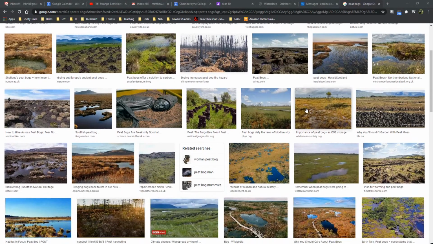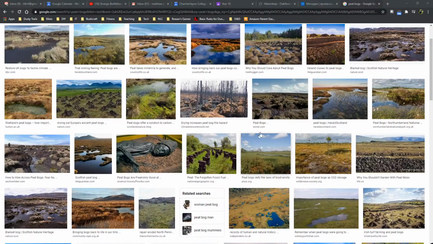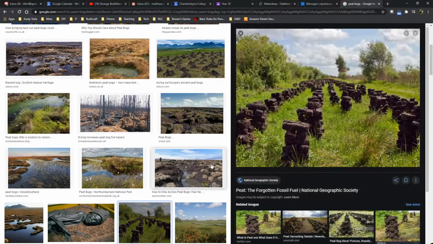So as you're looking through, what they found is that the locals, because they had lots of peat, will dig it up. And this is actually what they do. They dig it up like here. And then each of these will dry out and they can burn these as fuel.